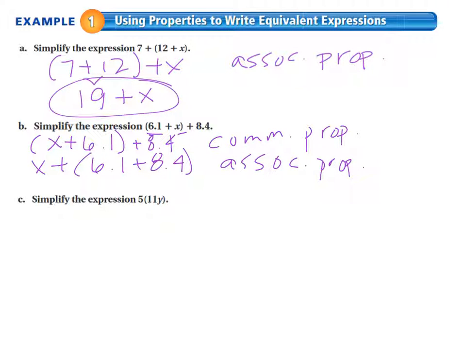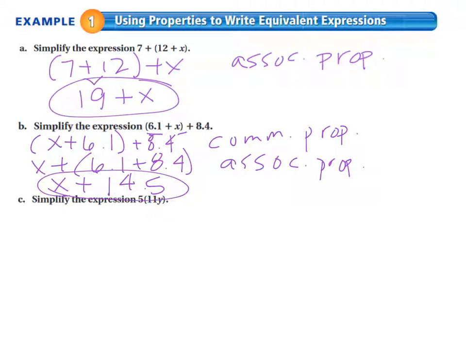And now I can actually add those two constants together, and I have x plus 14.5, and that's my simplified answer. And part C, simplify the expression 5 times the quantity 11y.